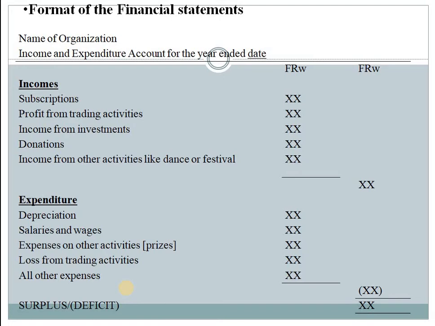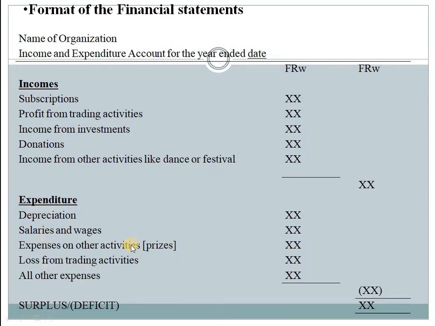This is the format of the financial statements. Here you have to write the name of the organization, and also give the title, income and expenditure account for the year ended with the date. These are incomes. That income may be subscriptions, profit from trading activities, income from investments, donations, and income from other activities like dances and festivals. That is the income clubs or any organization can get.